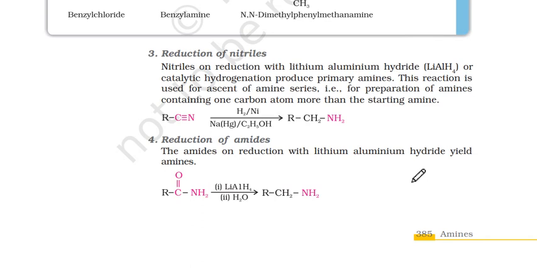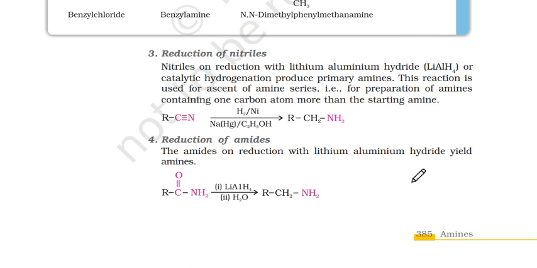Now we have reduction of nitriles, another method of preparation. What are nitriles? We know C triple bond N containing compounds are nitriles. On reduction with lithium aluminium hydride (LiAlH4) or catalytic hydrogenation, again H2/Pd and so on, they produce primary amines. This reaction is used for ascent of amines series, that is, for preparation of amines containing one carbon atom more than the starting amine.